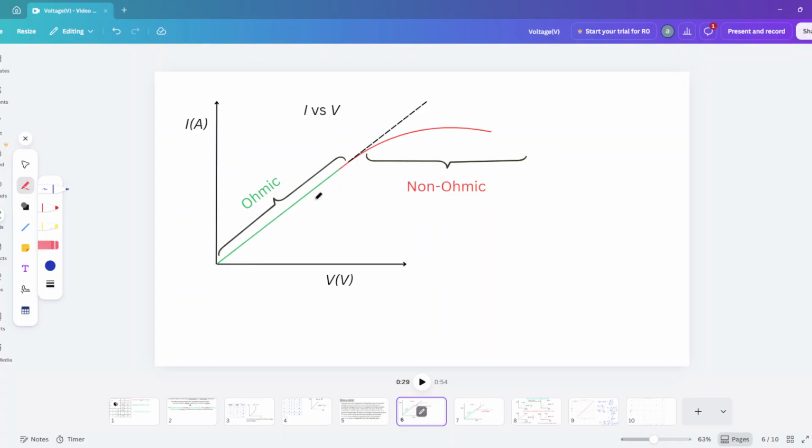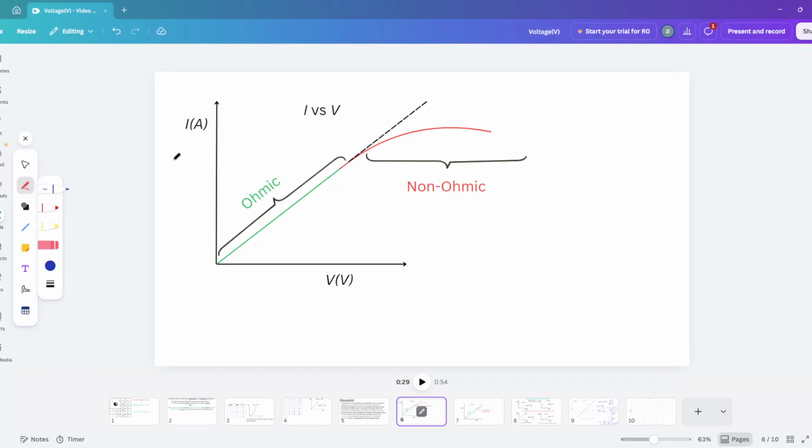And since it's a straight line, I is directly proportional to V on this green line. But then on this red line here, it's true that as voltage increases, the current increases, but I is not directly proportional to V here because this is not a straight line. So this is non-ohmic. Let's say that if the temperature increases, then the resistance increases, so the current values would be below what you expect. So then it forms this curve here.